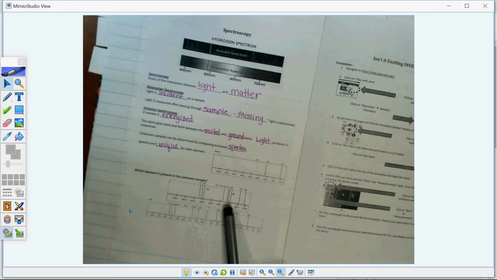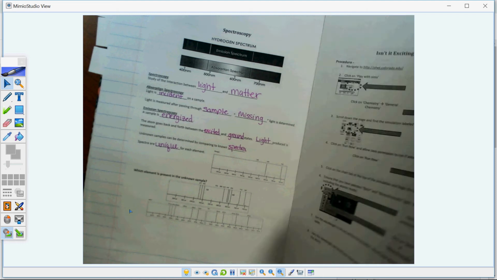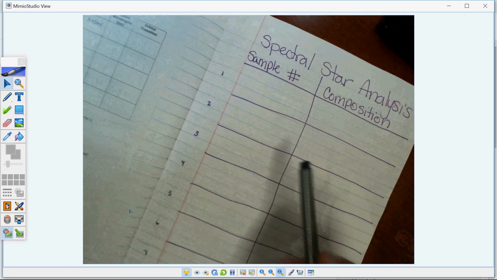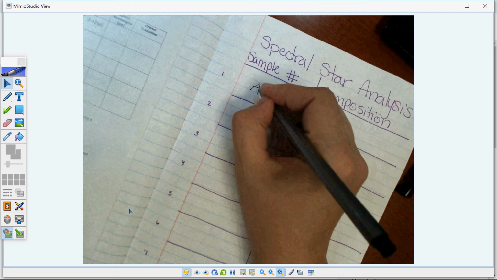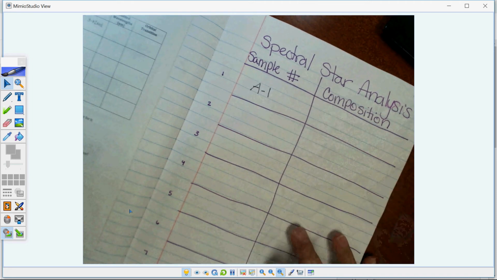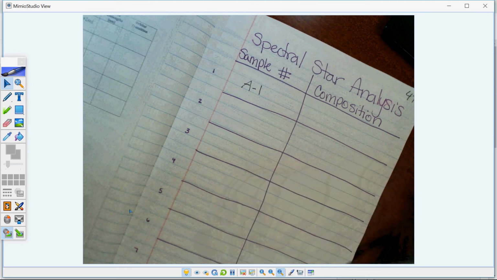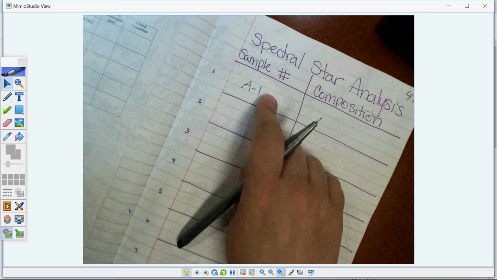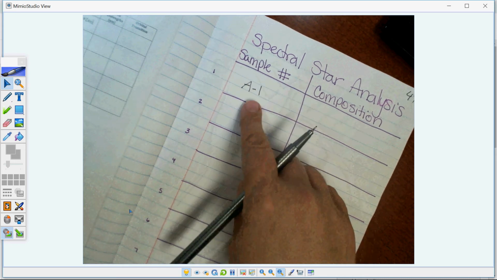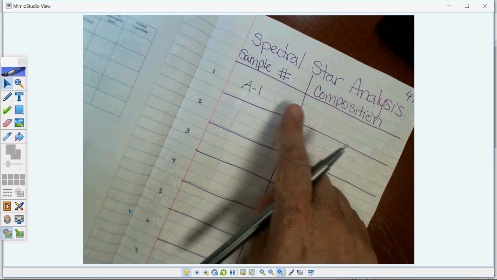I'm going to attach some samples for you to practice by. It's called spectral star analysis. So there are 10 samples and they're labeled A1 through A5 and B1 through B5. And then there's a set of knowns, and you just have to make a comparison to figure out what is in the star. So when you look at A1 and then you compare it to the knowns, you can identify what's in the star.